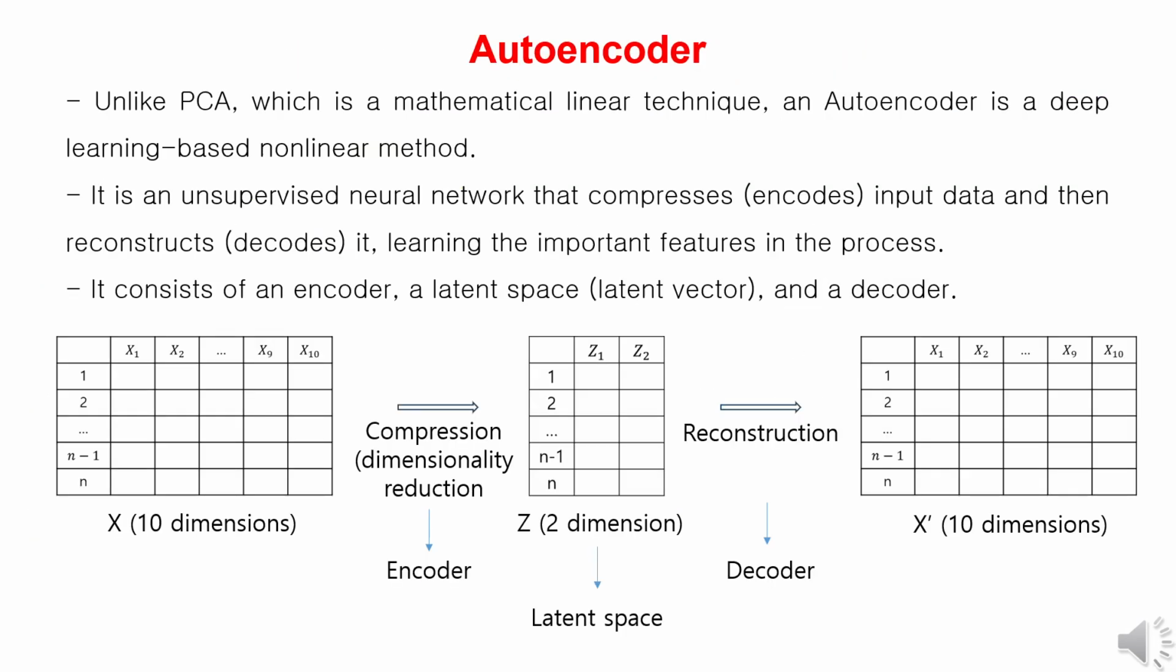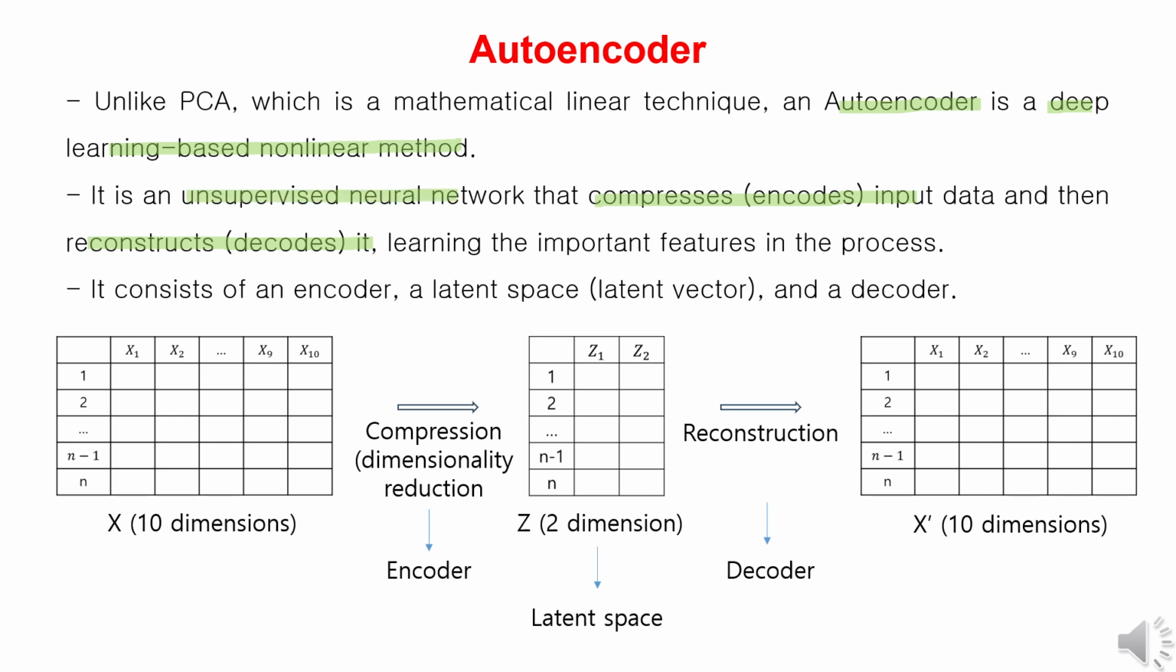If principal component analysis is a mathematical linear technique, then an autoencoder can be seen as a deep learning-based, nonlinear method. An autoencoder is a model that learns important features by first compressing the input data and then reconstructing it. Since it learns using only the input data, without any labeled outputs, it is categorized as unsupervised learning.